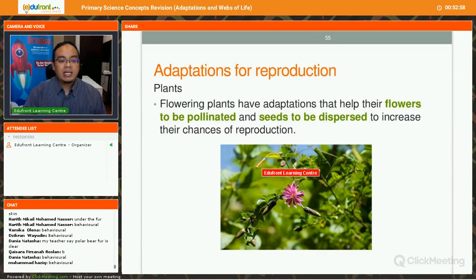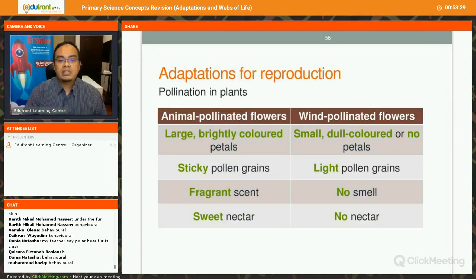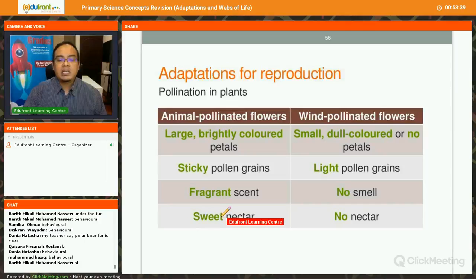Now about plants, please remember that adaptation doesn't involve only animals. Plants also have many parts of their body which enable them to adapt to the environment. For example, flowering methods and seed dispersal increase the chances of reproduction. You can see here very colorful petals to attract insects so that the insects can help them pollinate their pollen grains. You can see here pollination in plants. Animal-pollinated flowers have large, brightly colored petals, sticky pollen grains, fragrant scent, and sweet nectar. These are all adaptations by the plants to help them in reproduction.